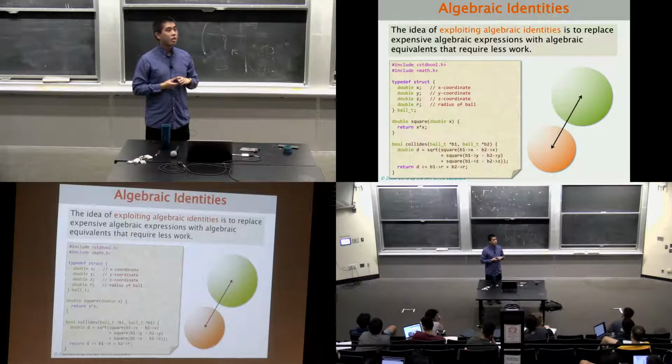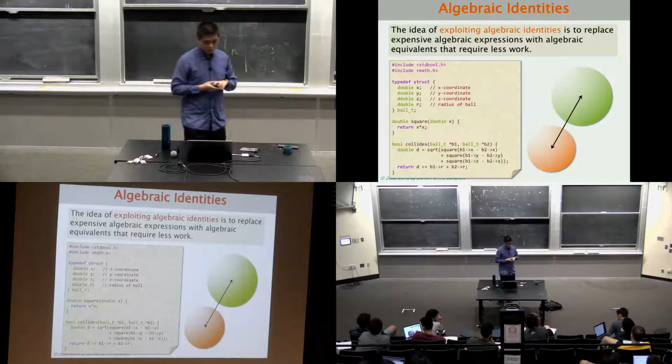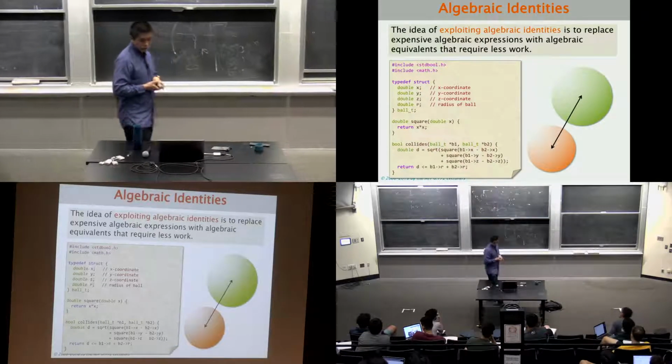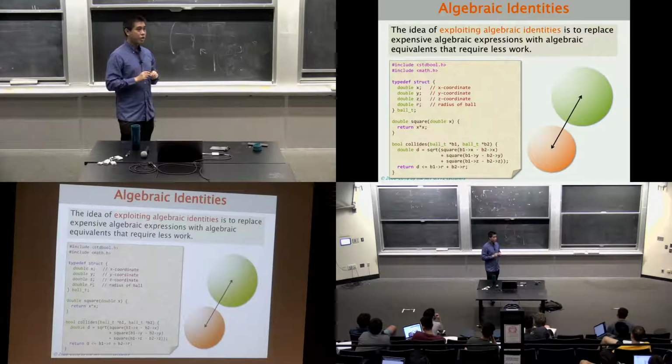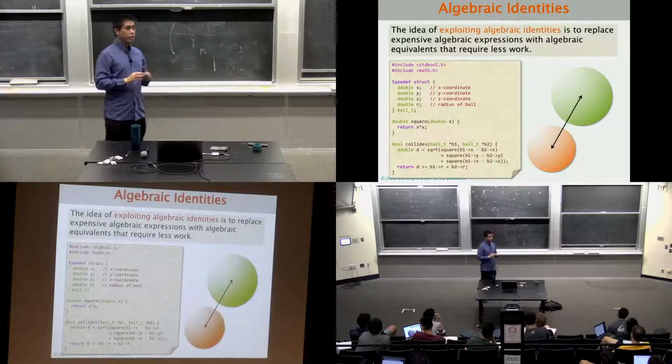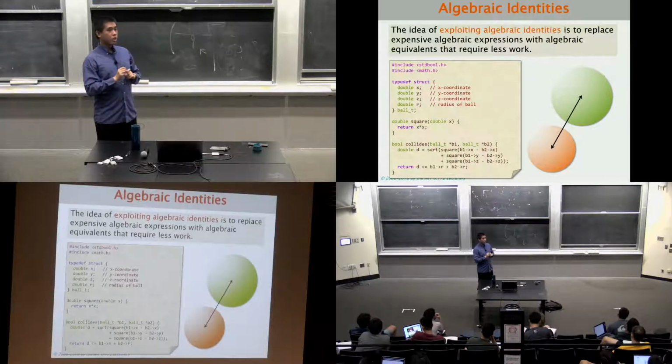Yes? If the sum of the 2 radii is more than the distance between the centers, then you know that they must be overlapping. Right, so that's actually a good fast pass check. I don't think it necessarily always gives you the right answer.